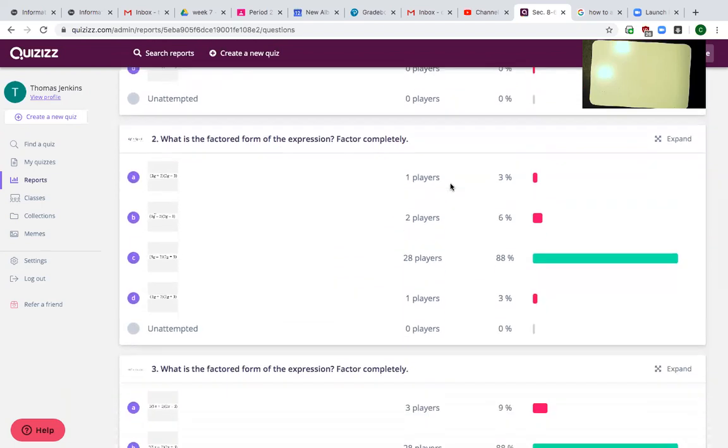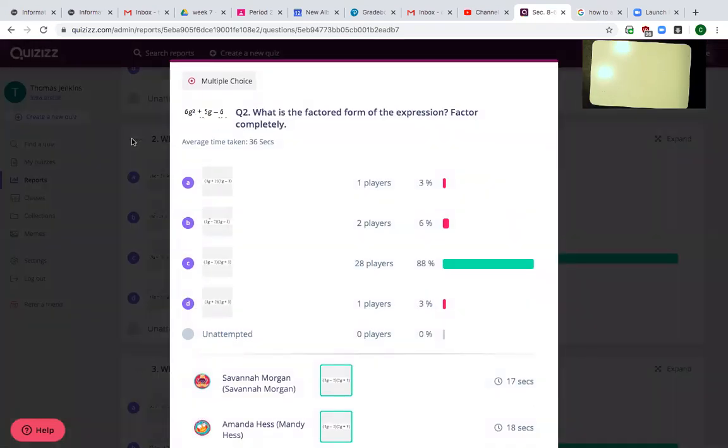And this is not an assignment. This was just to show these worked out, is all I had in mind. Hopefully this helps. Anyways, number two's expression that we wanted to factor was 6g squared plus 5g minus 6.